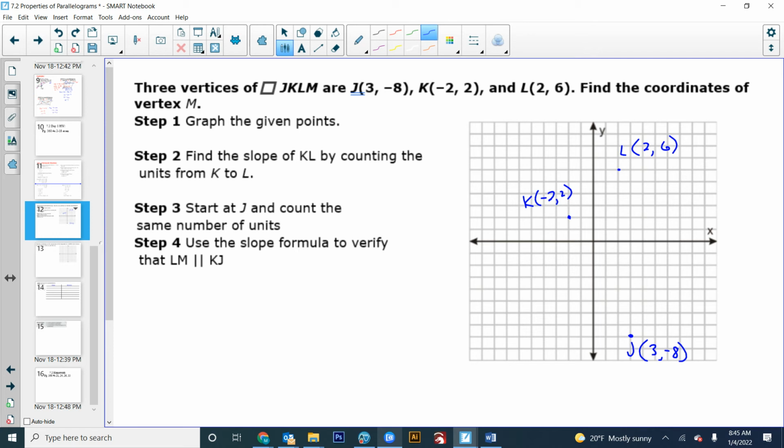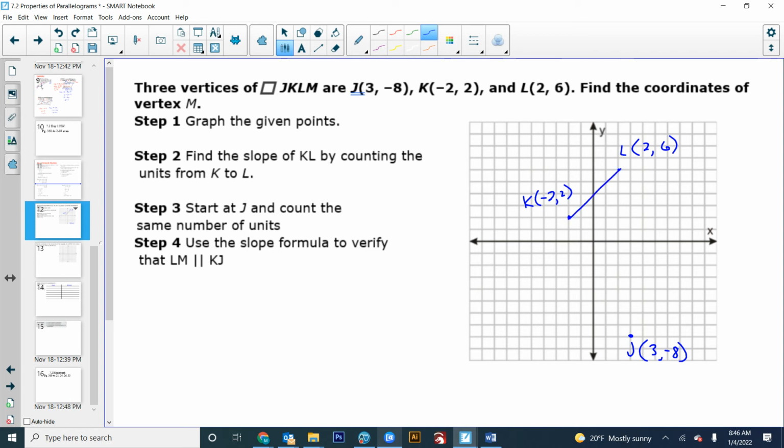Now, how do we find M? Well, step 1, graph it. Perfect. Step 2, find the slope of KL by counting. Now, 2 choices. I could go from K to L or I could go from L to K. I'm going to get the same slope. Do you see how it makes more sense to go from K to L? Because then I can go from J to M over here. Because if I went backwards, if I went from L to K, I wouldn't know where to go from M to J because I don't know where M is, right? So I'm going to go from K to L.